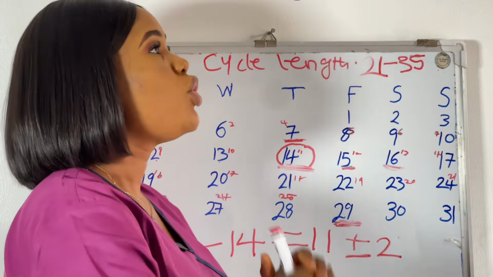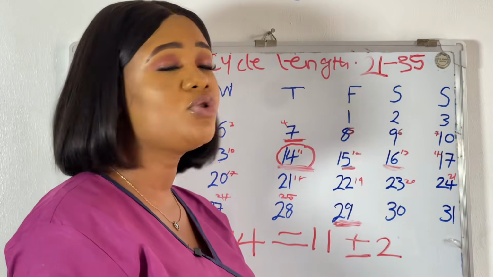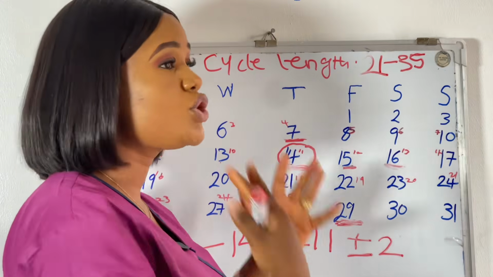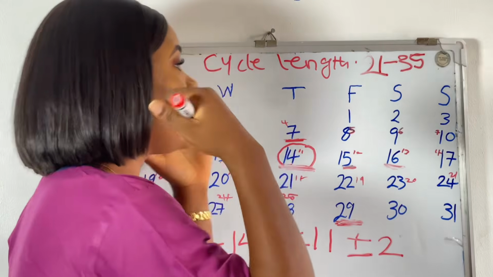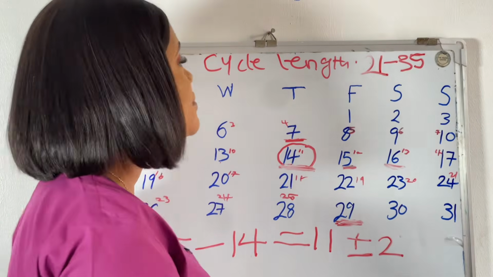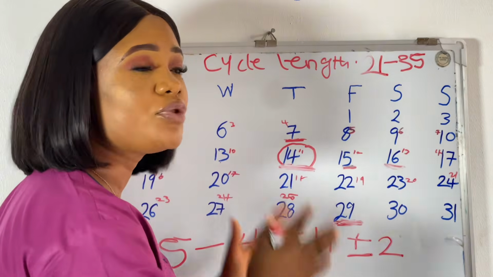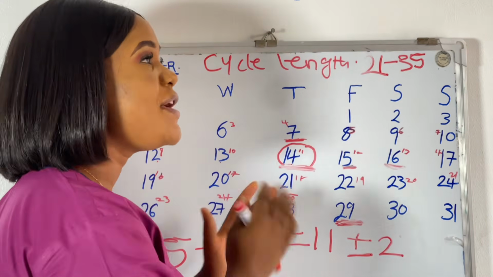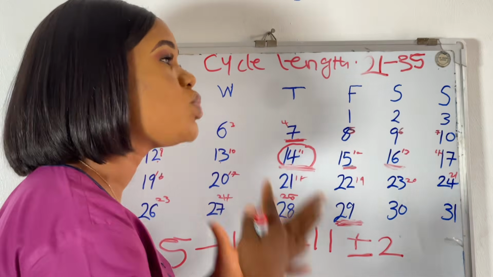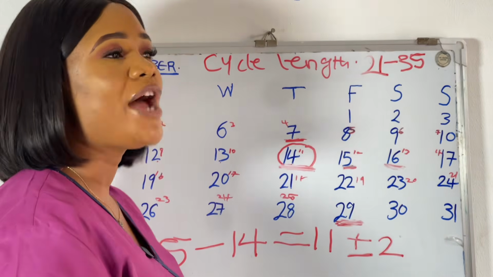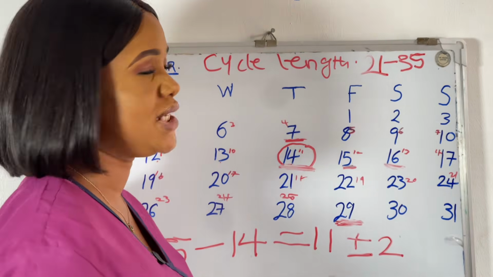In as far as your hormones are not messing up your system, because we females, one of the things we suffer most as ladies is our hormones. Our hormones keep toying with us. So trust me, if you calculate your cycle length for 3 consecutive months and they appear to be the same, that is your cycle length. So you can use that to calculate your fertile window, and you also use that to calculate your safe days in order to avoid pregnancy.